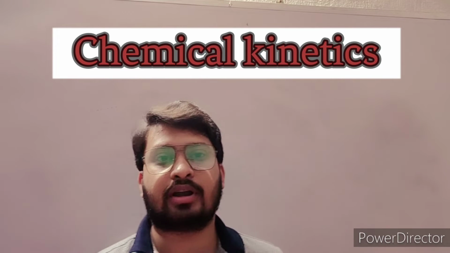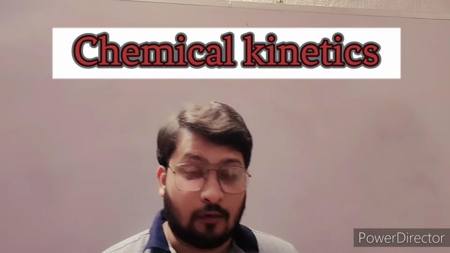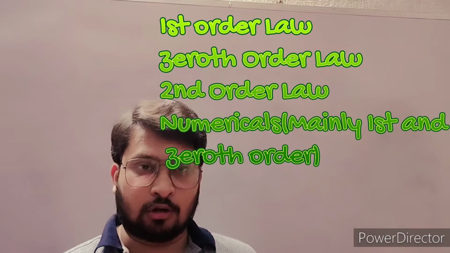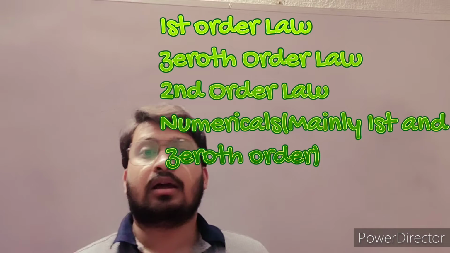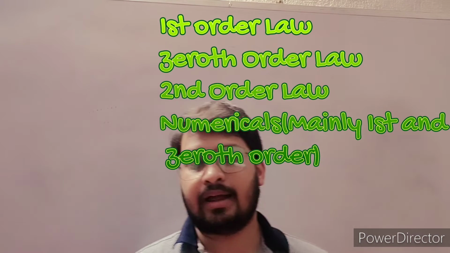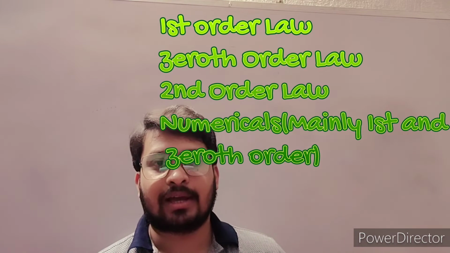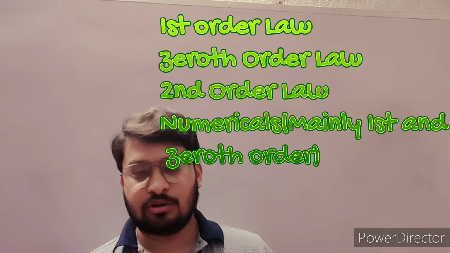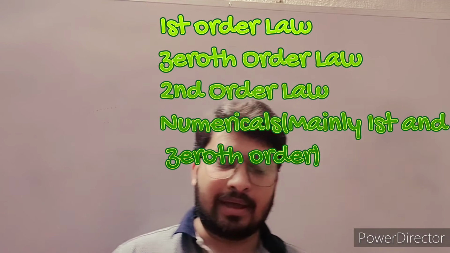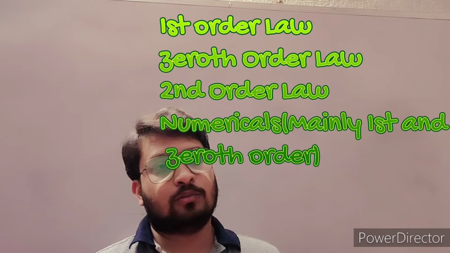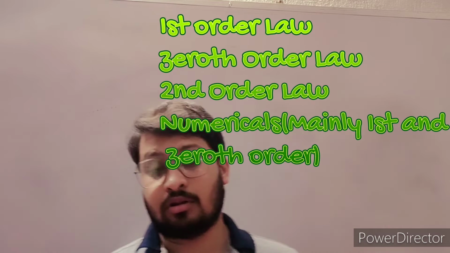Now the next point is chemical kinetics. Which topics are very important for chemical kinetics? You have to learn the first order law, its integrated form and the differential form, and the zeroth order law, as well as the second order law. For the first order, you have to remember the popular formula, that is k equals 2.303 by t log a by a minus x. That is very important, and numericals are also very important.